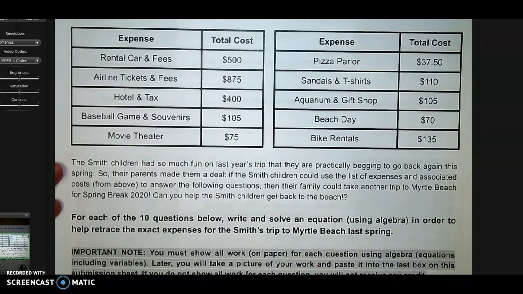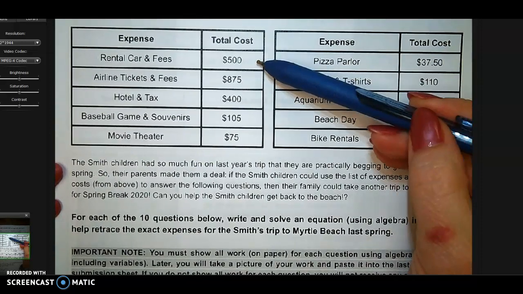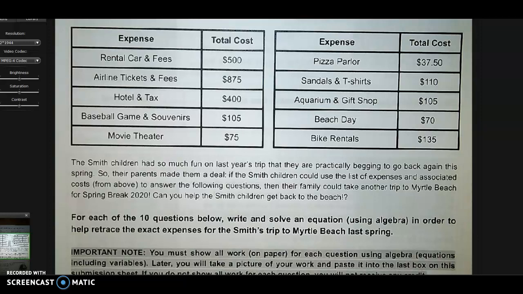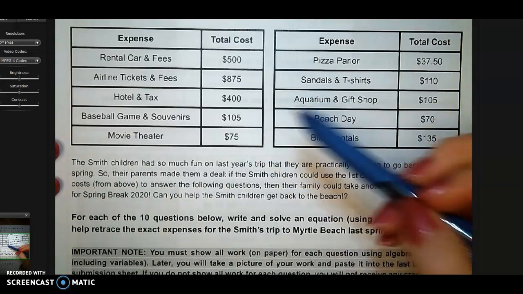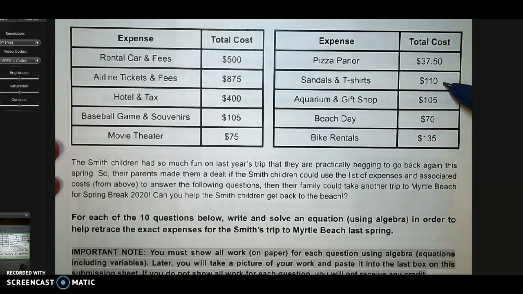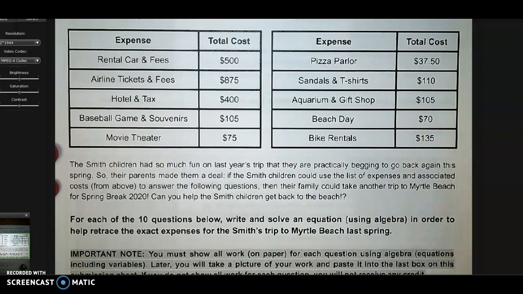So that means for their trip, their rental car cost a total of $500. Their airline tickets were $875 for the 5 people in the family. Hotel was $400, baseball game and souvenirs were $105, movie theater was $75, pizza parlor $37.50, sandals and t-shirts $110. We've got an aquarium, different places they've gone. So these are all totals of what they spent.